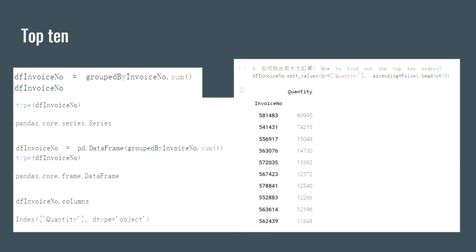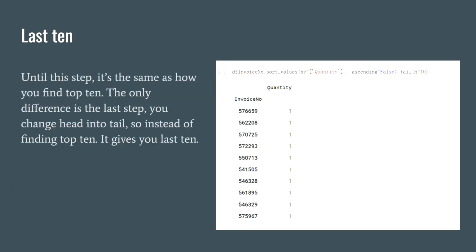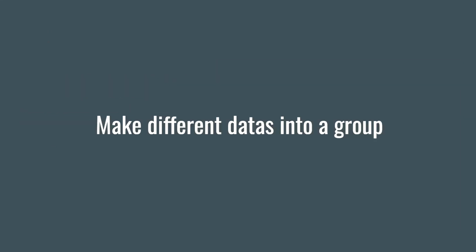Here we use the invoice number for an example. With these codes, we get the top 10 quantities in the invoice number group. Until this step, it's the same as how we find top 10. The only difference is the last step. You change head into tail. So instead of finding top 10, it gives you last 10.